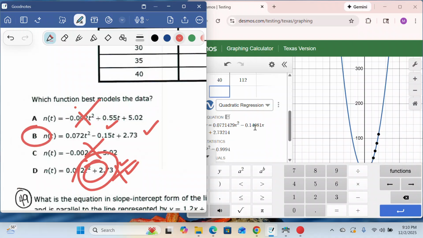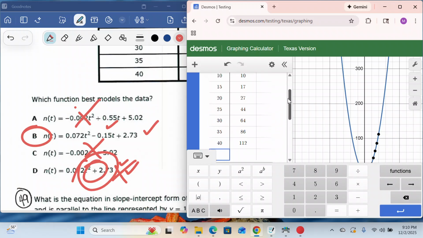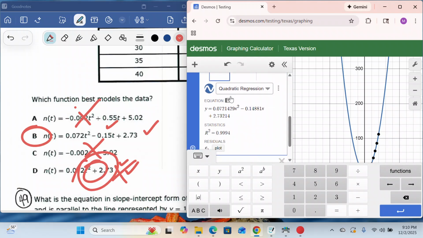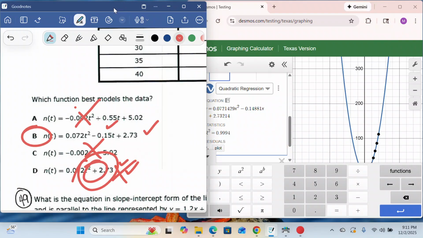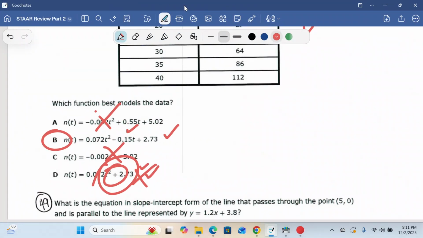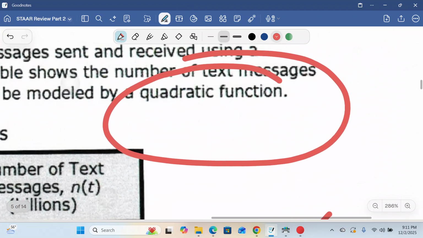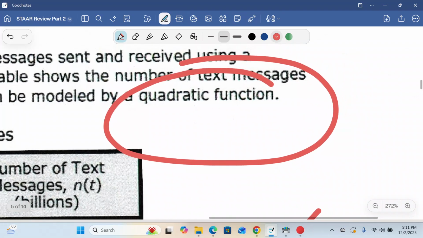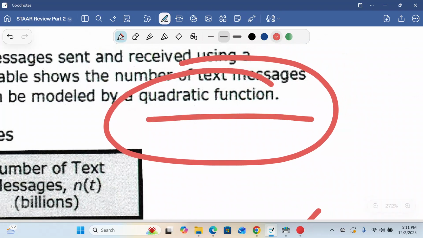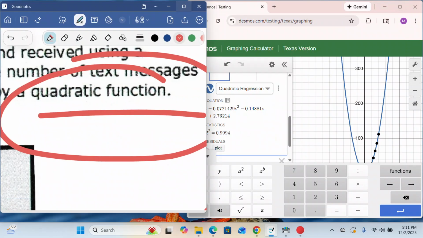So it's a very easy problem if we know how to use the table function, if we know how to convert this table into a quadratic regression. And once again, how do you get quadratic regression? All you do is come to your problem and it tells you right there, it's a quadratic function. Quadratic function. This is the key word right here, quadratic.